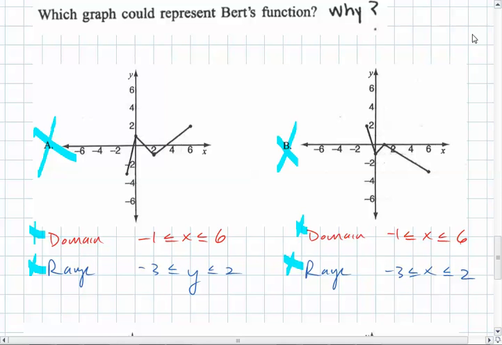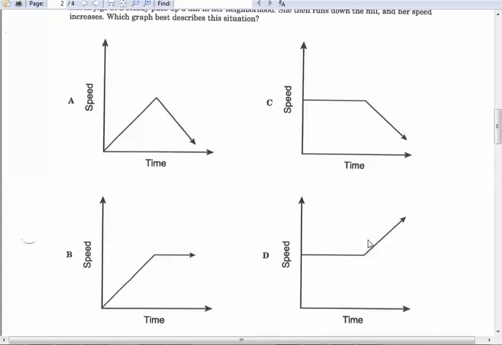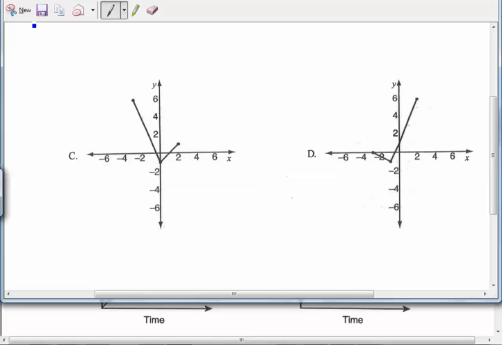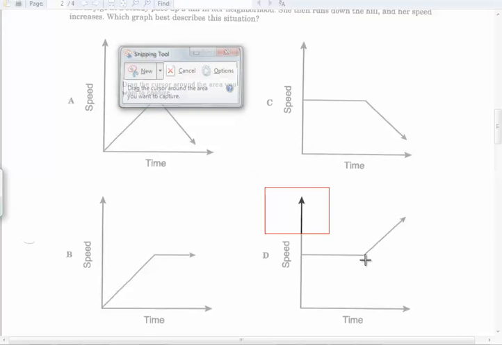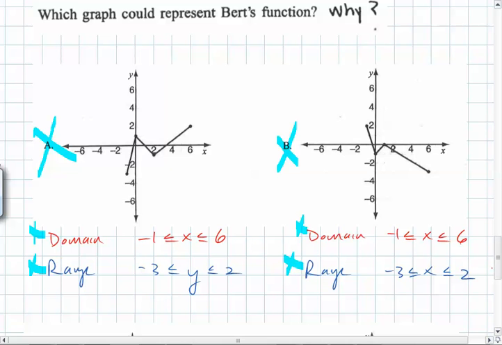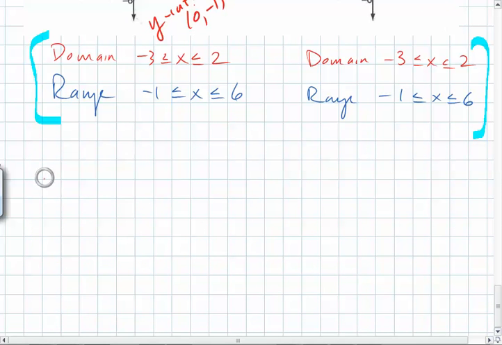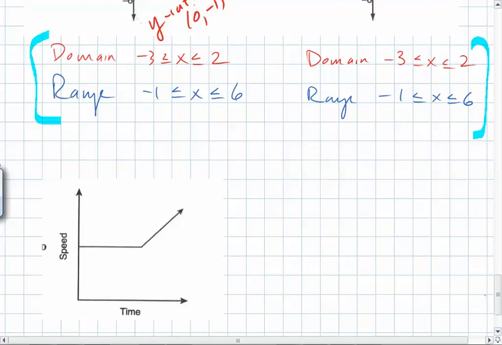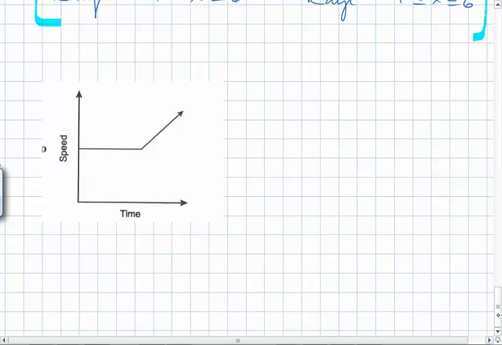Which one do you think it is? D. It's D? Who thinks it's D? Who thinks it's C? So we think it's D? Why is it D? Someone tell me why it's D. Katrina, go. Because it says that the speed increases. But what does it say first? It says that she runs downhill. No, but what's her speed at the beginning? It's a constant speed.